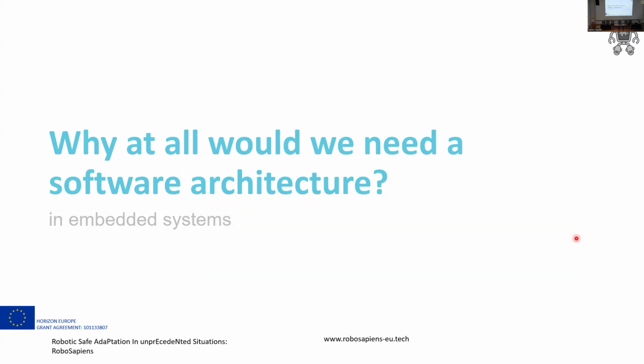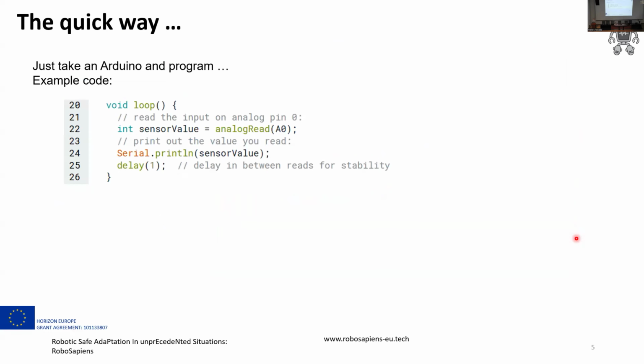So, the main question I would like to discuss with you is, why at all would we need software architecture, and more in particular, a software deployment architecture for those embedded systems? Why? So let's start with a simple example with an Arduino. Take an Arduino and start programming this. I have a question to all of you. Who of you know what an Arduino is? I think many of you already played around with it.